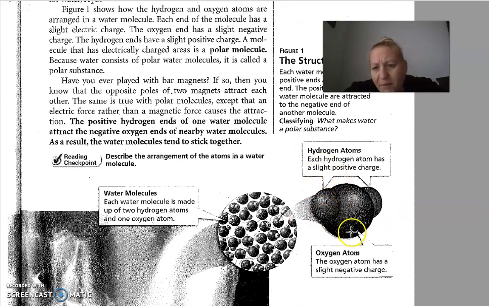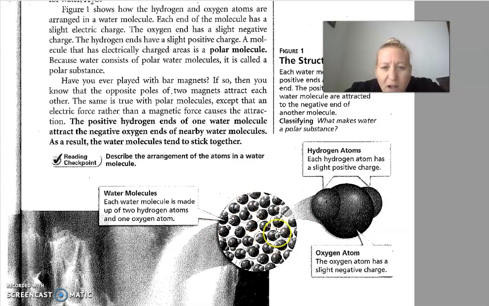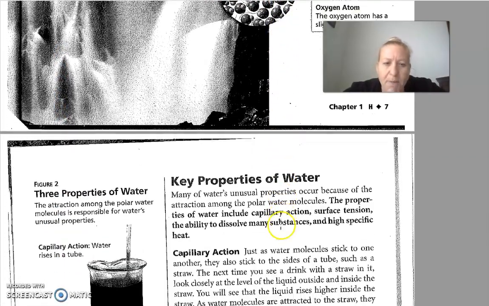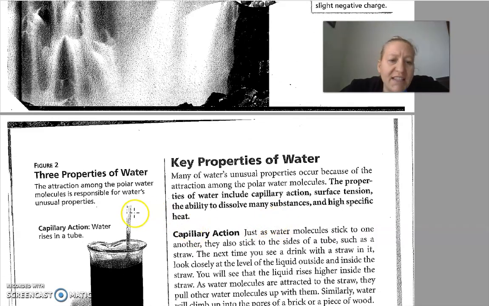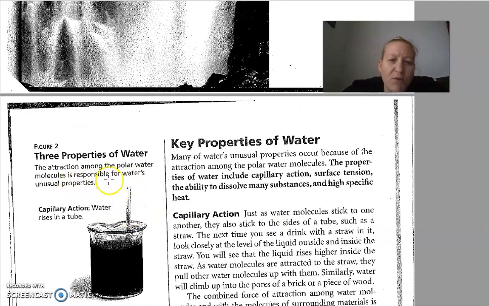Okay, this is a hydrogen atom. We have one hydrogen and two hydrogen atoms, and they have a slightly positive charge, and the oxygen atom here in the center has a slightly negative charge. Water molecules attract each other. So there's a small attraction between all the water molecules. All right. So this attraction among these water molecules is responsible for water's unusual properties. So in capillary action, you notice that water kind of climbs up the tube in a straw. That's called capillary action.